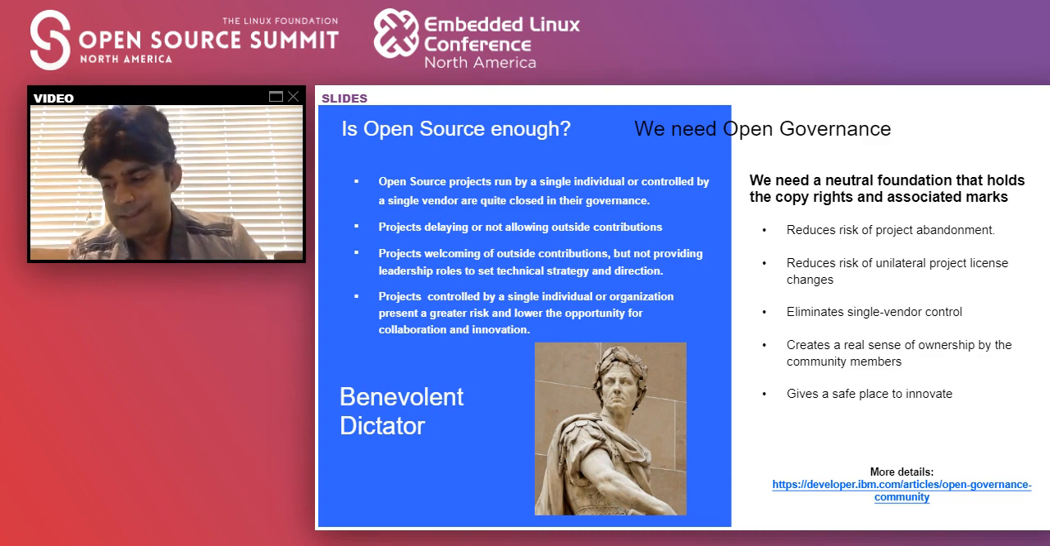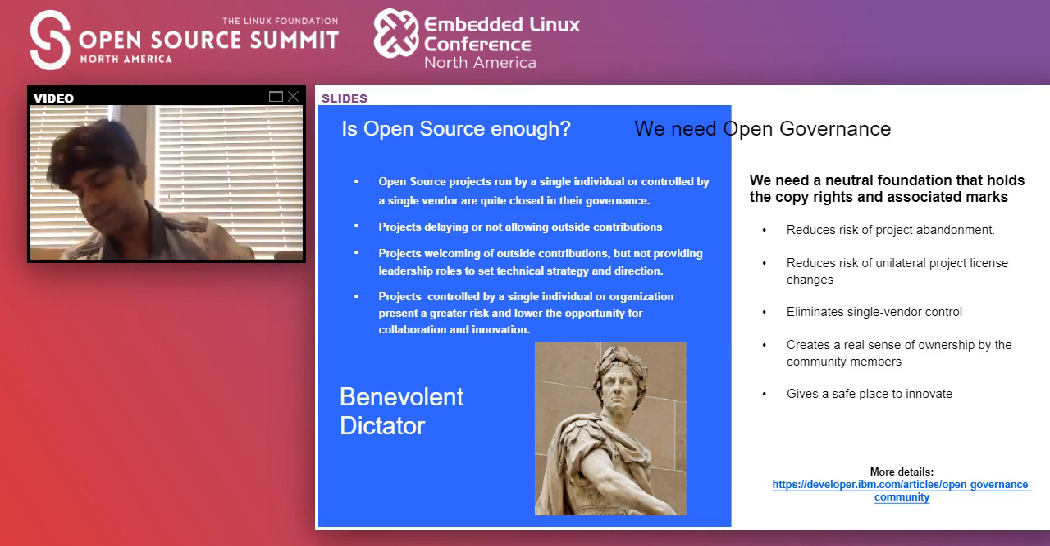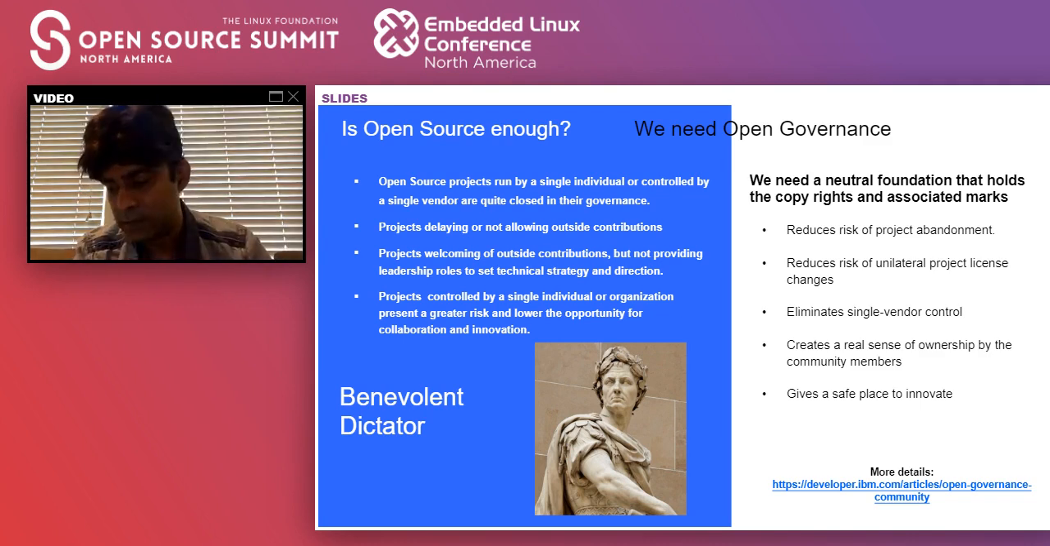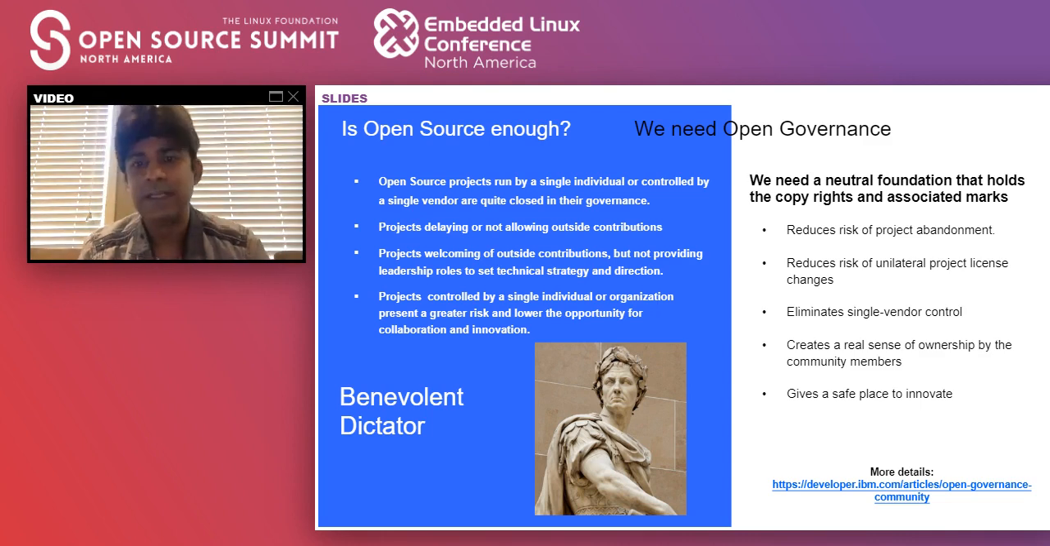So that's where IBM has diligently followed that model: with the projects which we work on in open source, whether it's our own projects or projects coming from other major organizations, we want to ensure as much as possible that they are in an open governance model. Which means they are in a foundation, in a neutral place. So there is a neutral organization which is holding the copyrights and the associated trademarks. That reduces the risk of project abandonment, fosters a lot of collaboration, eliminates single vendor control and the risk associated with that, and gives a very real sense of ownership for all the collaborating members.